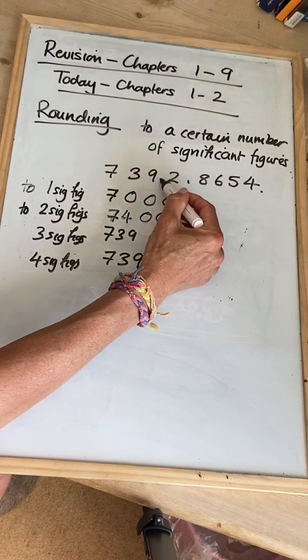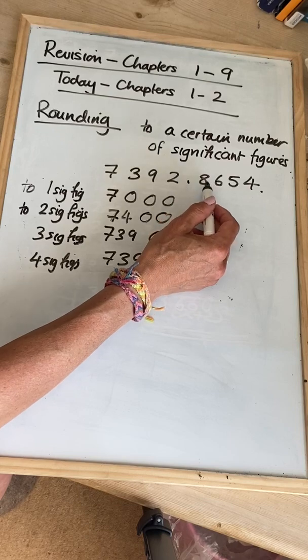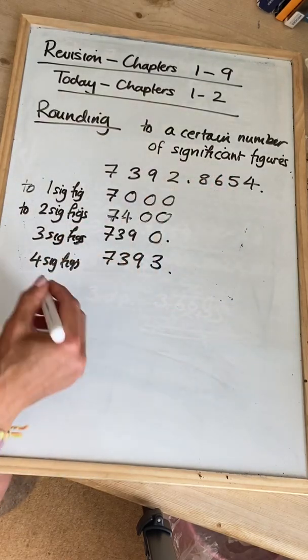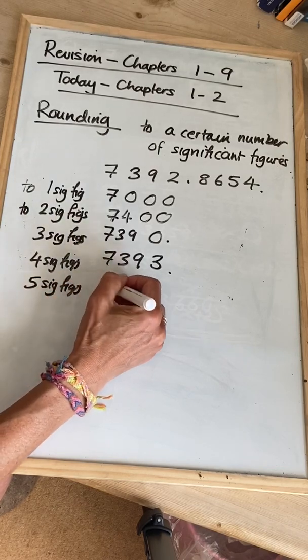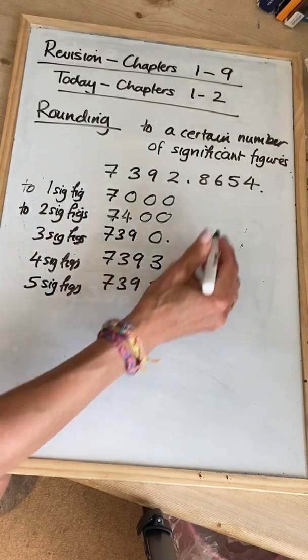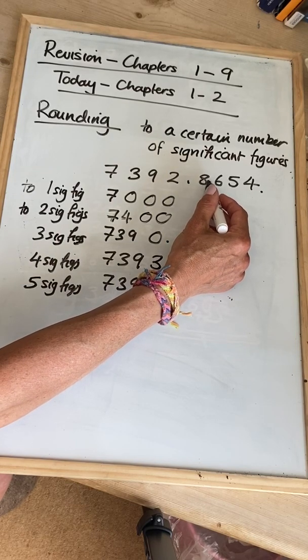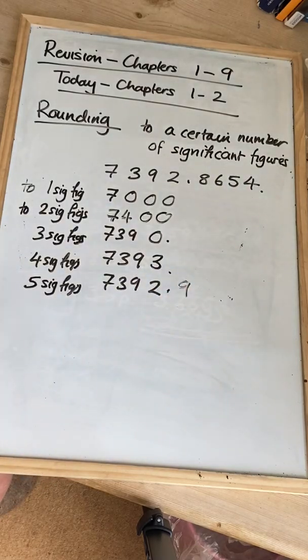4 sig figs would be 739. Sorry, look at this 2, which is the fourth significant figure. 1, 2, 3, 4. Look at the next one after the decimal point. It's an 8. So I will round it up. And then you just start applying the same things with the decimals. So if I'm going to 5 significant figures, I would be 7392. Look at the fifth. The fifth one is an 8, but take a look at the next one that comes after that, and it will be 0.9.